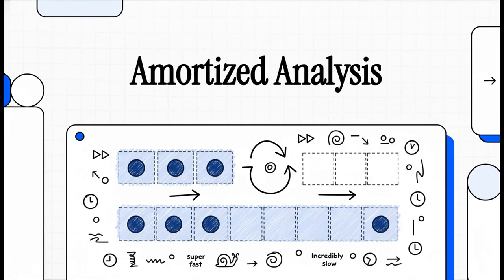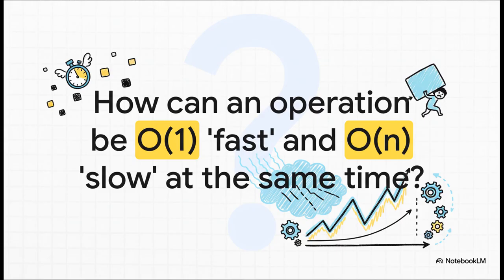So which one is it? Is it fast or is it slow? The answer, it turns out, is both. And understanding why is going to change how you look at code. This right here, this is the paradox we're going to unravel.